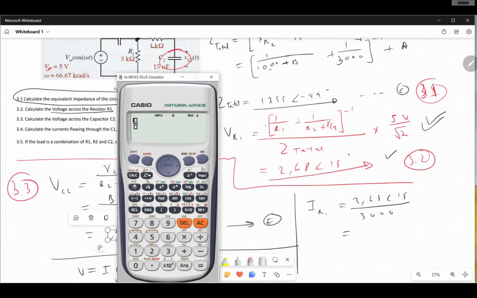So I'm going to say alpha C all over the resistance. I think this is it, 3000. Then I punch my calculator. Then I'll say shift complex 3, not answer. Then my answer will be something like this. I hope I didn't make any mistake, but it's 18.4.